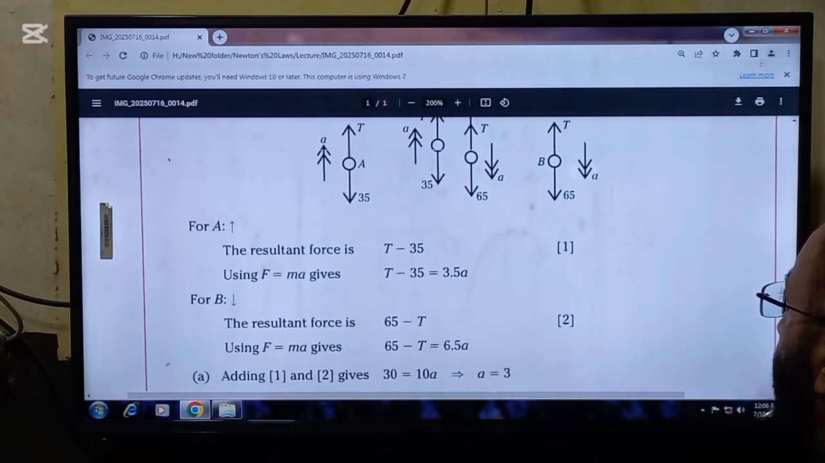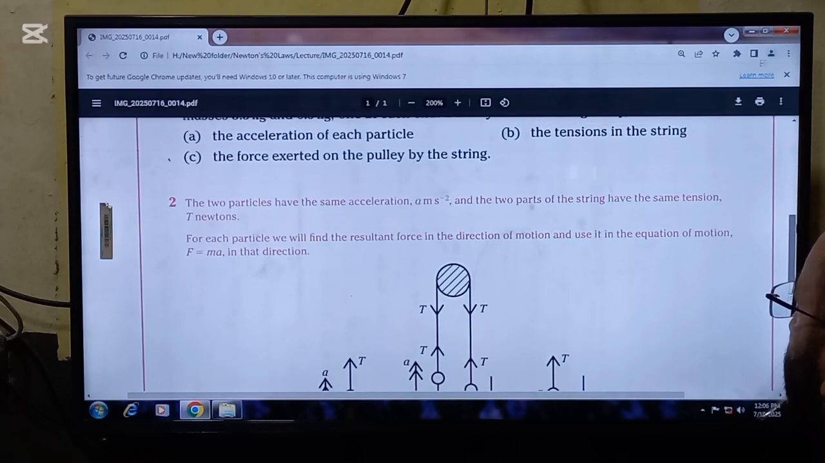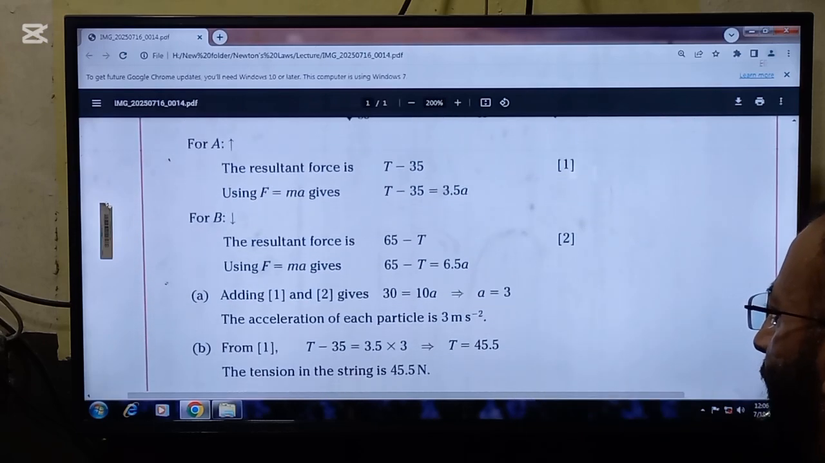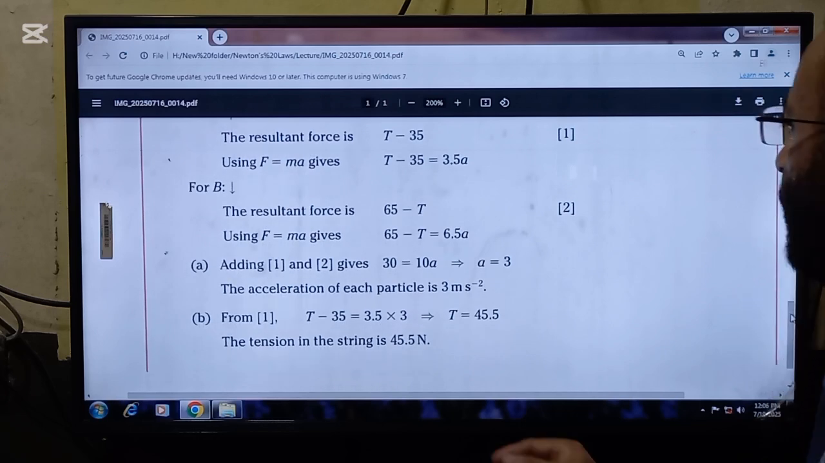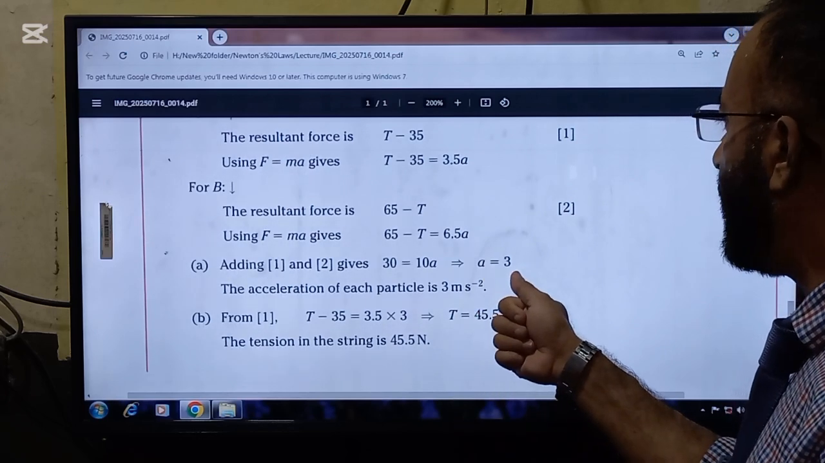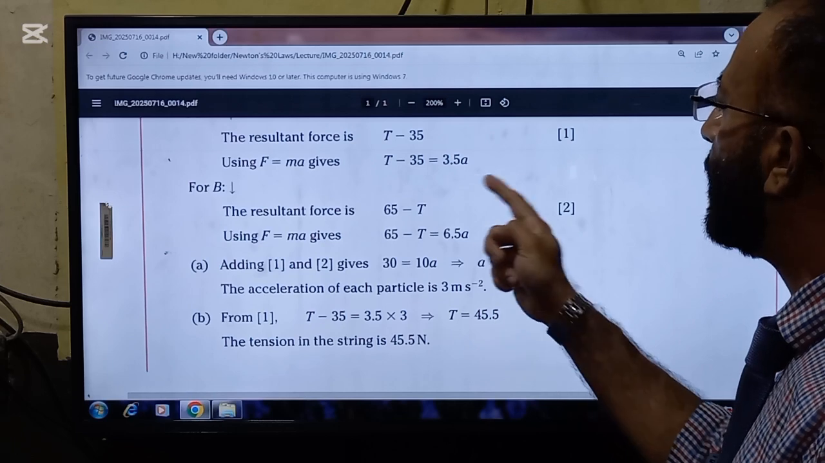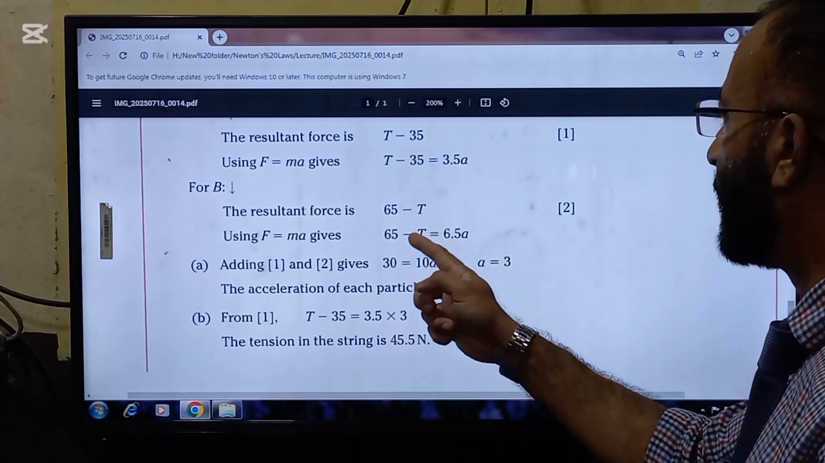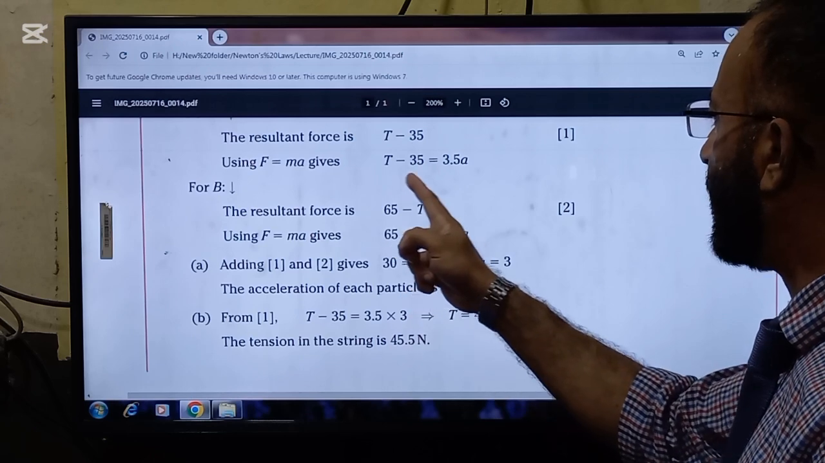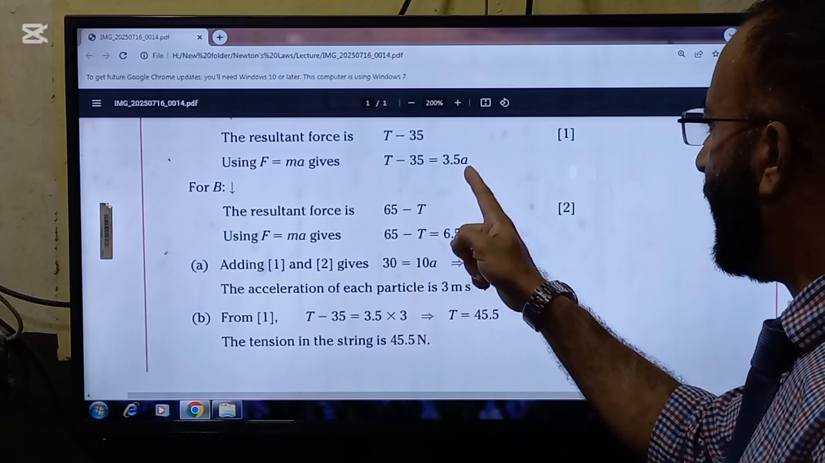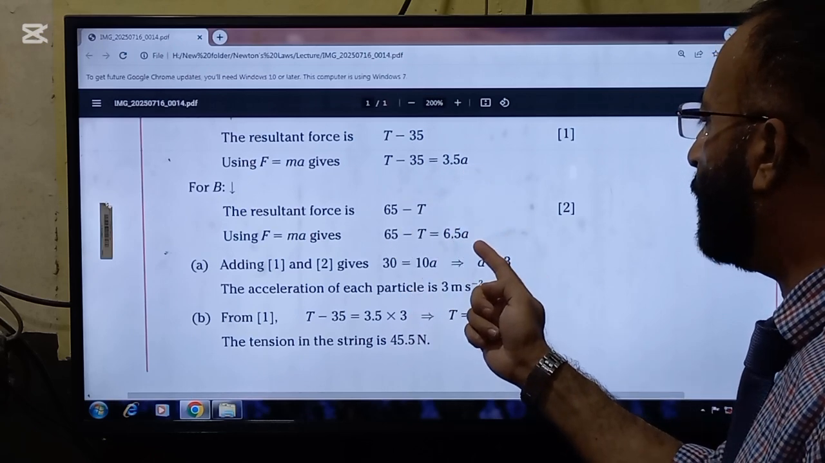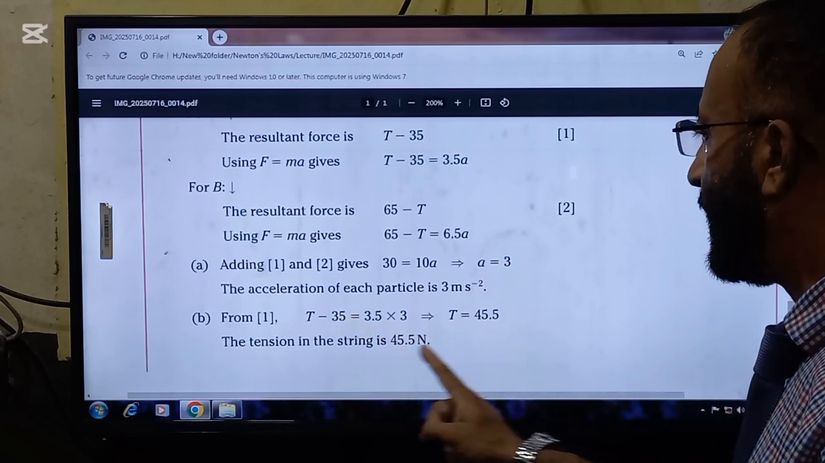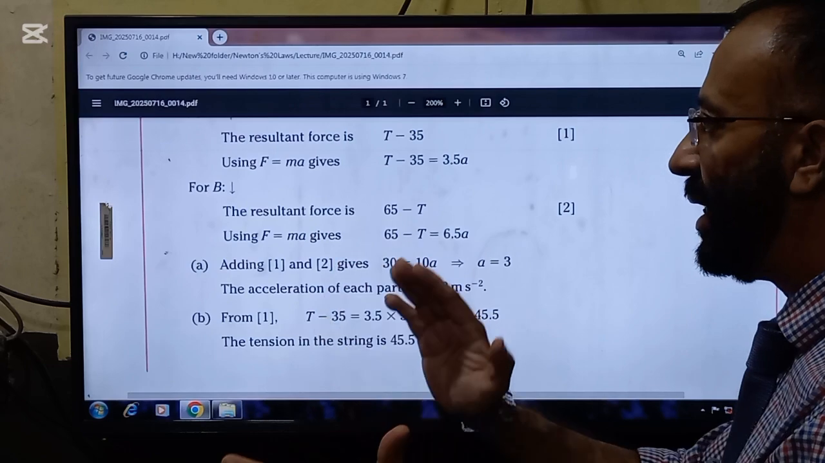Okay, in B part, it was required to find the tension in the string. Because a has been obtained, you may put the value of a in either of the equations, in equation number 1 or in equation number 2. So this is equation number 2 and this is equation number 1. So put a's value over here or here. You will get the same answer. That will be T. So this is the tension in the string, because tension in the two portions of the string will be the same.